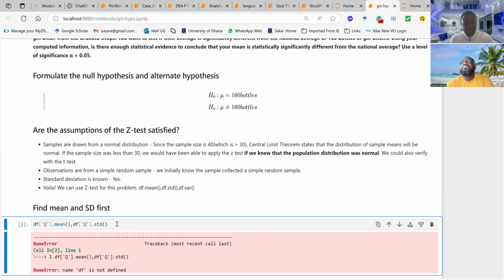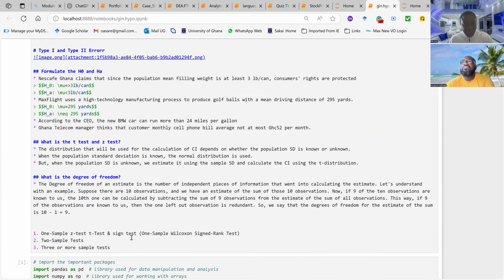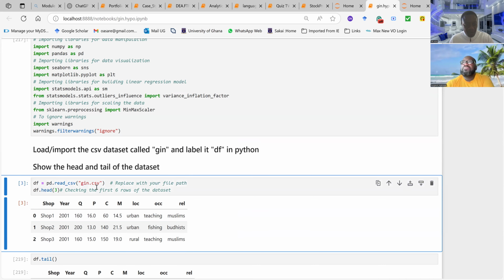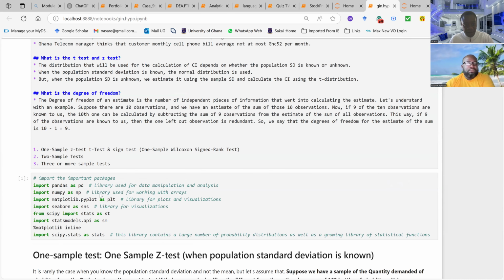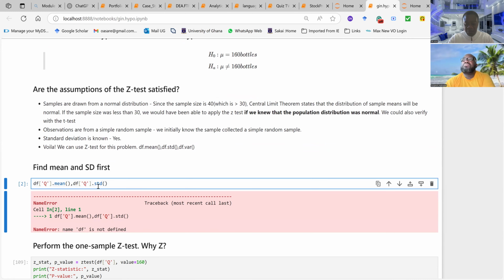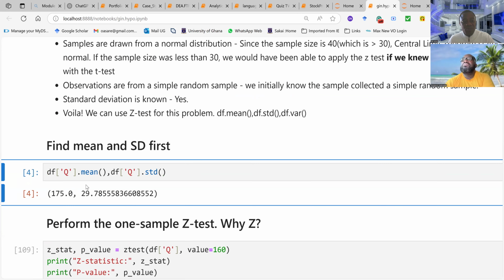Have we loaded the data? Okay, it won't work because I've not loaded the data. So let's be sure that we've loaded the data here. Let's use this command. This command should load the data. Good, data is loaded. So now let's go down and run this again. We should not get this error. There you go. So now we can find that the mean is what? 175. And if you can remember, that's what we had the last time. And the standard deviation is 29.78.